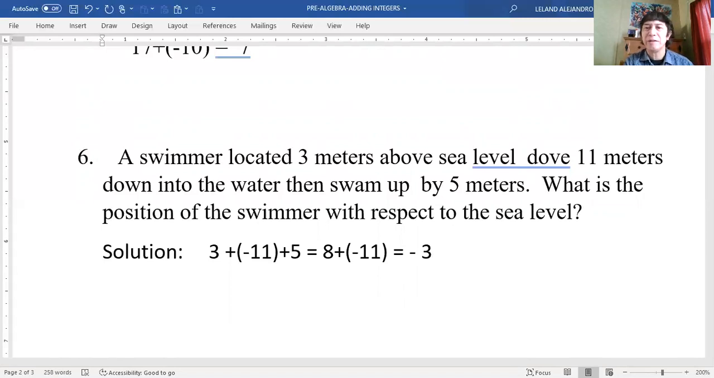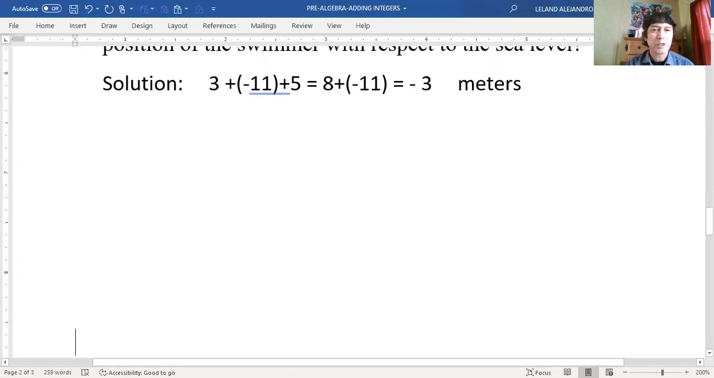The negative sign means it's 3 meters below sea level. That's the meaning of that negative sign. Again, it's 3 meters below the sea level. That should be the answer for number 6. So you were able to apply what you learned from the addition of positive integers and negative integers in this particular example. Now let's have another example over here.